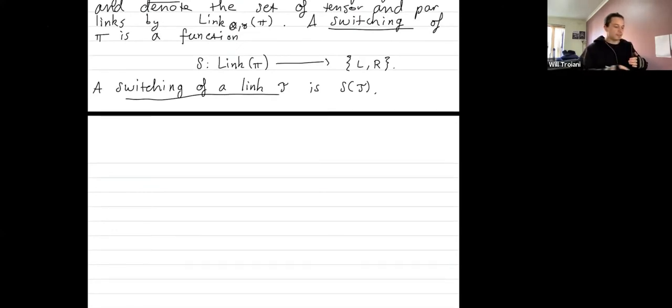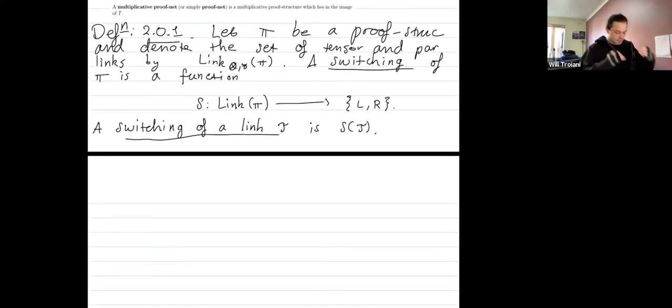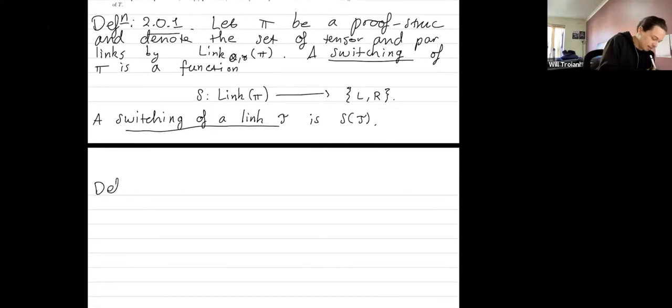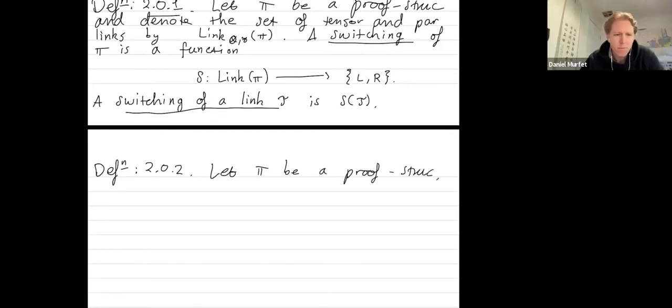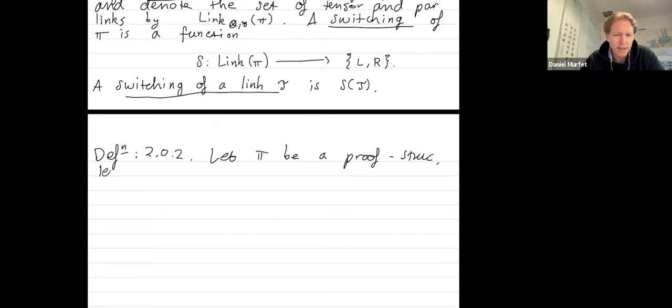Okay, cool. So the switch in of the proof structure is going to end up giving us instructions for how to follow a trip around the graph. And so we're also going to be looking at sequences, paths inside the graph. So I'm going to come up with a definition for that now. And this is 2.8.2.